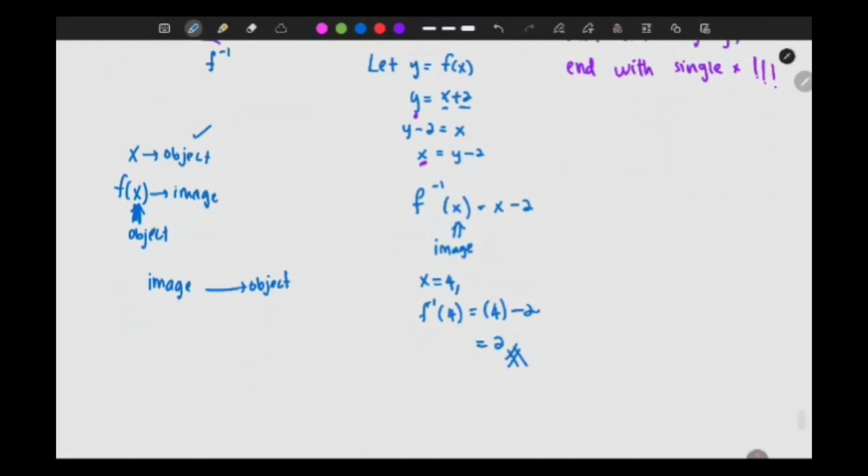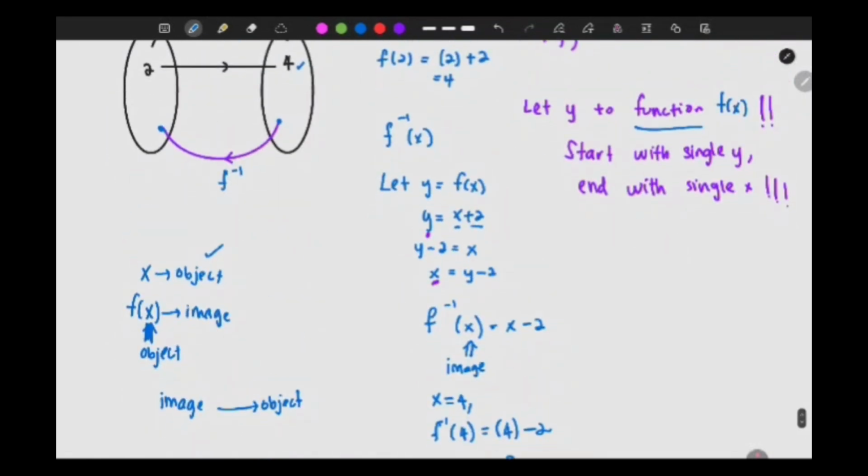We actually are done with inverse function, to be honest. But of course this is not all. We will do a few questions, but before that, a few more things that I need to cover in inverse.